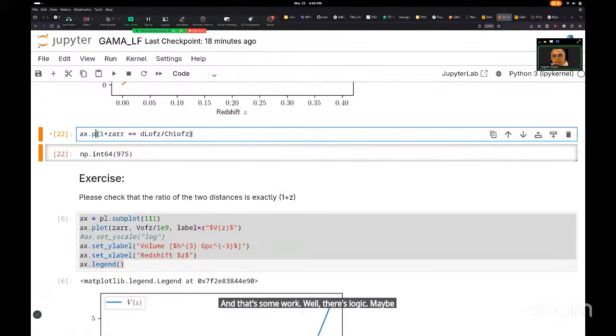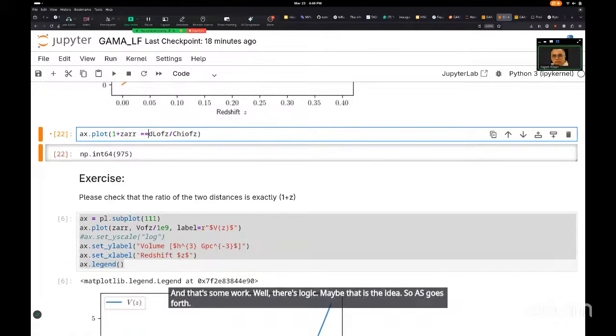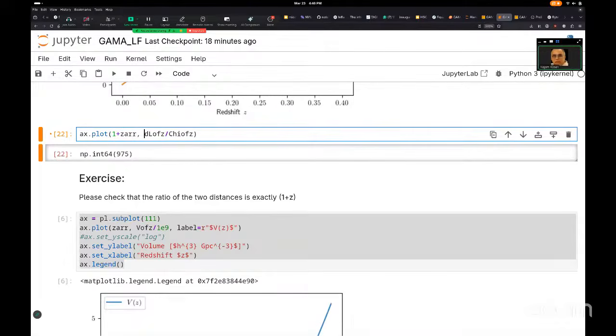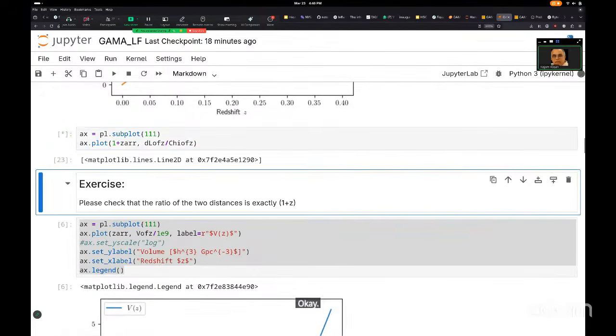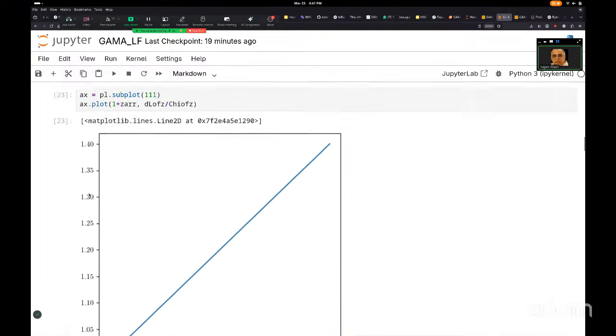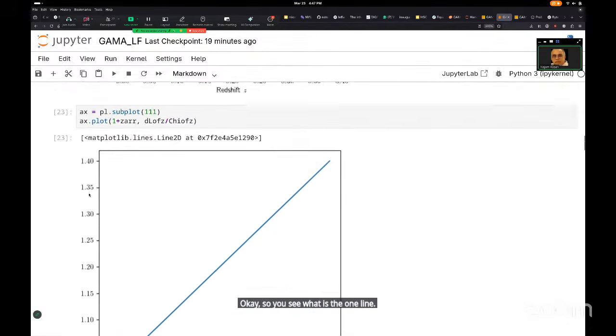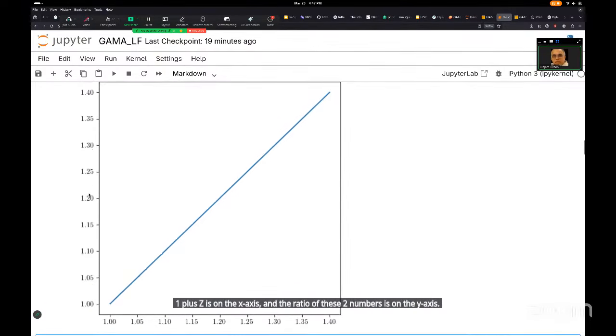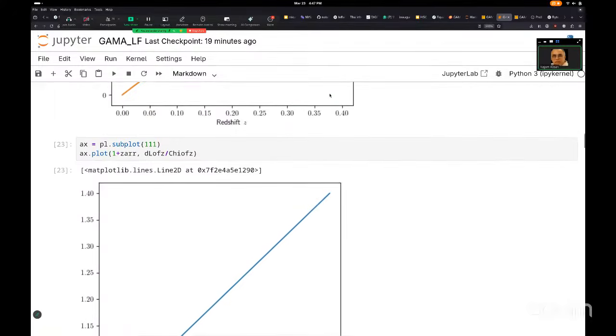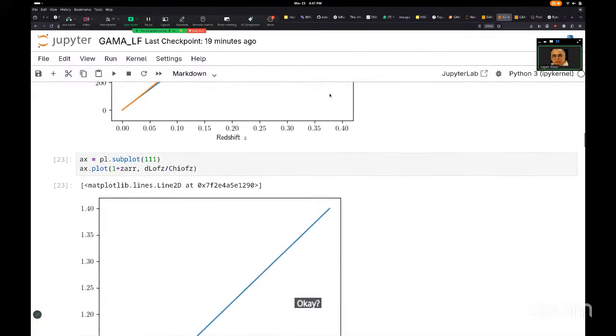Maybe that is better. So ax.plot, this thing. Okay, so you see it is a one-to-one line. 1 plus z is on the x-axis, and the ratio of these two numbers is on the y-axis. It starts at 1, 1, and it goes to 1.4, 1.4. Okay? Yes, no?